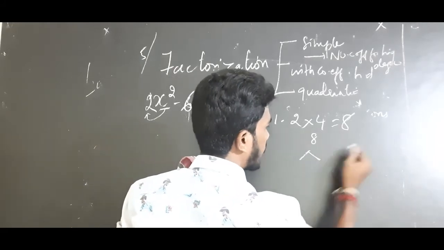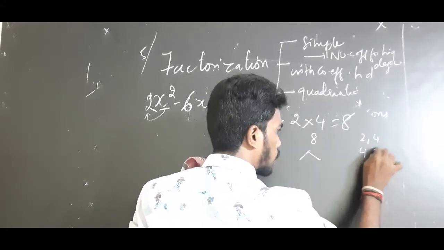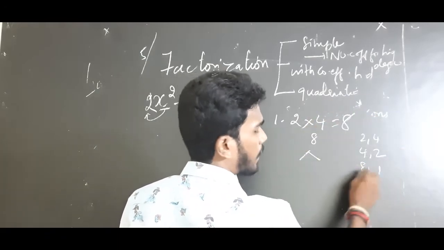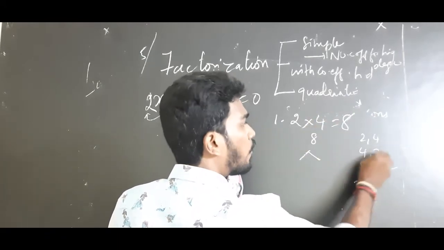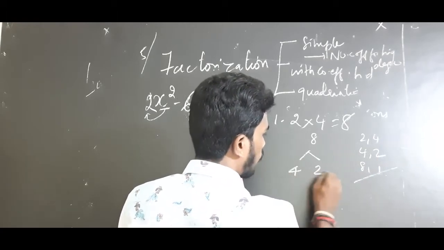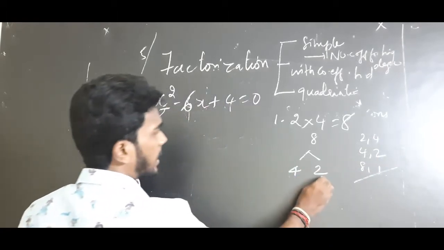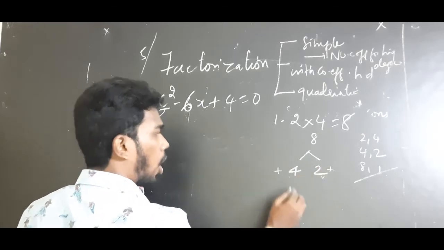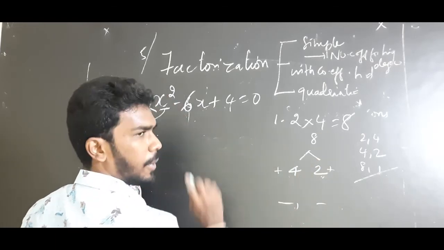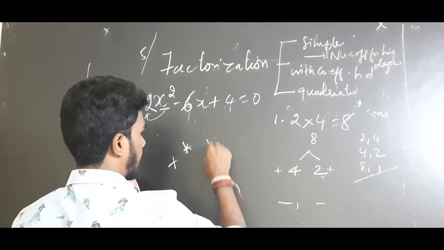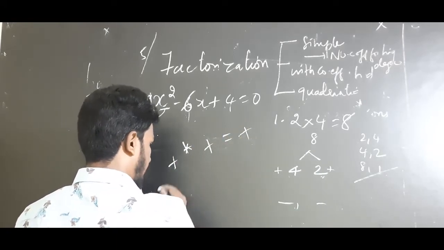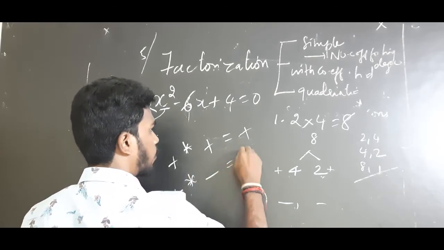So 8 can be split in many ways: 2 4s are 8, 4 2s are 8, 8 1s are 8. In which scenario is there a possibility for 6? Definitely 8 plus 1 or 8 minus 1 will not make 6. 4 and 2, or 2 and 4, is possible. So 4 2s are 8. Positive multiplied with positive gives a positive answer, or negative multiplied with negative will give a positive answer.